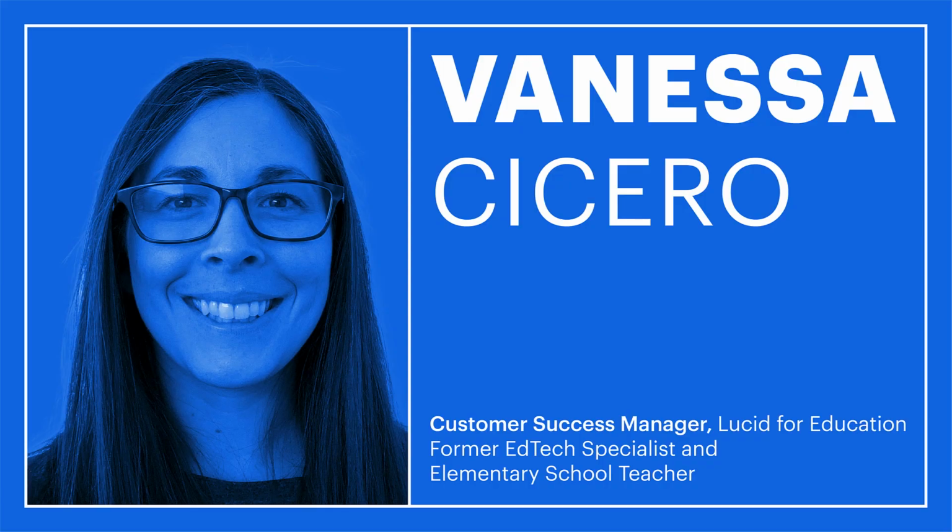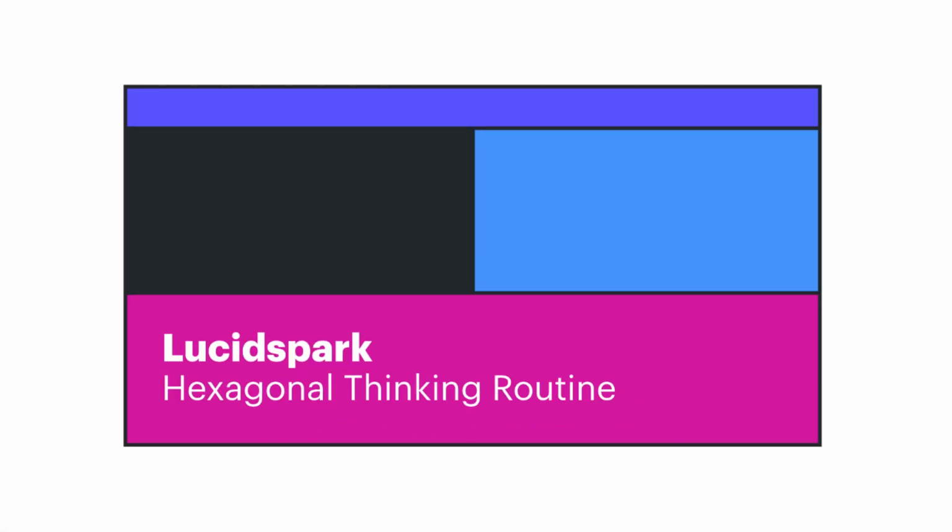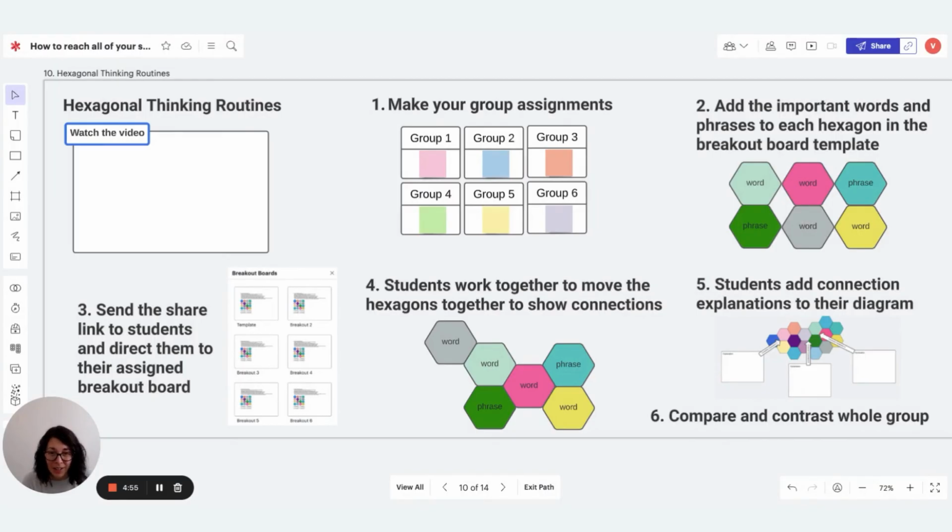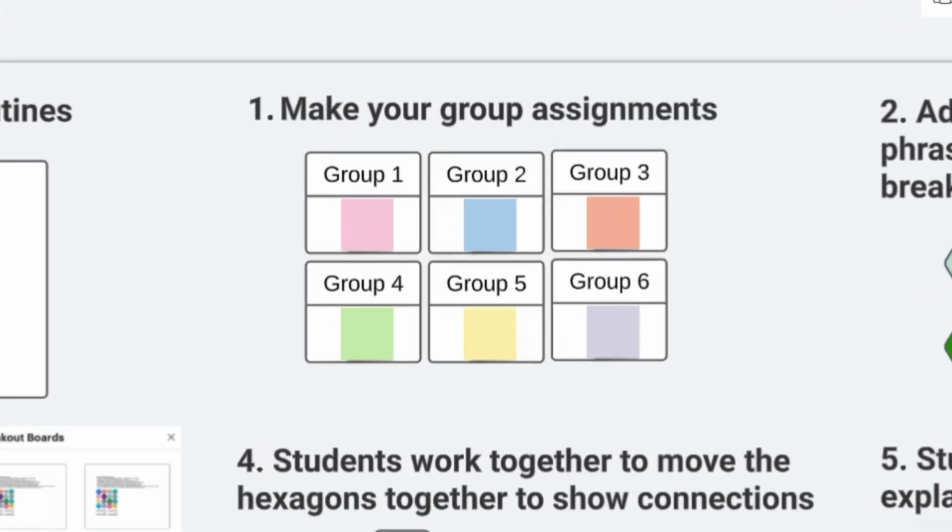Everyone, I'm Vanessa Cicero, and today we're going to be talking about using Lucidspark to support hexagonal thinking group routines. For this routine, we're having small groups think about how different words and phrases for the topic you're studying are connected. So you're going to start by making your group assignments. So who is going to be in which group?